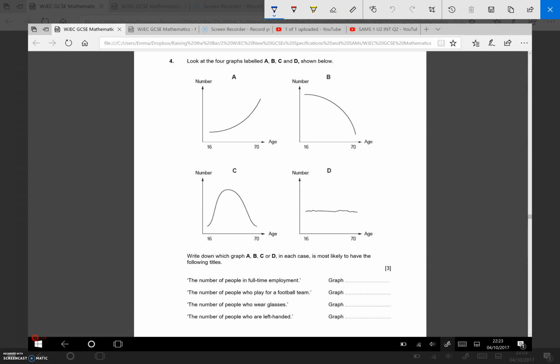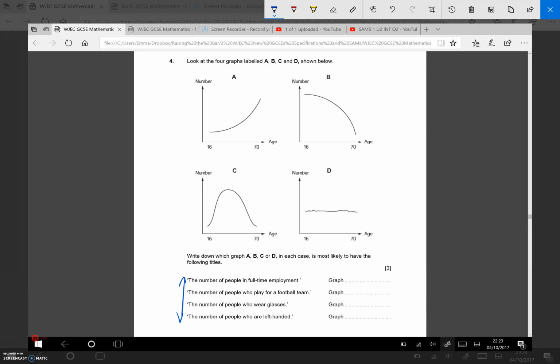Okay, this question 4 is asking you to look at these 4 graphs A, B, C and D. And this question is all about understanding how graphs can tell a story or reflect a real life situation. So we have to write down which graph, A, B, C or D, in each case is most likely to have the following titles. So you've got to identify for each of these statements which one matches which graph.